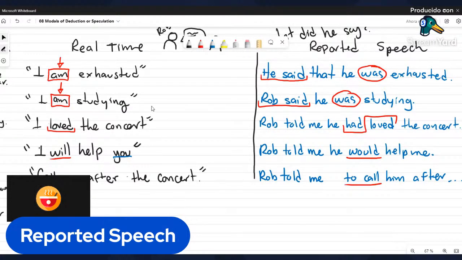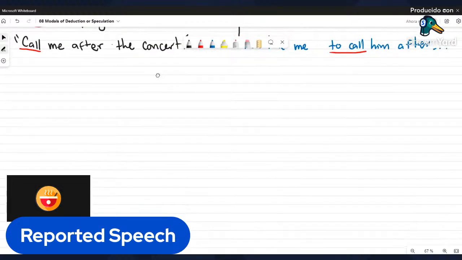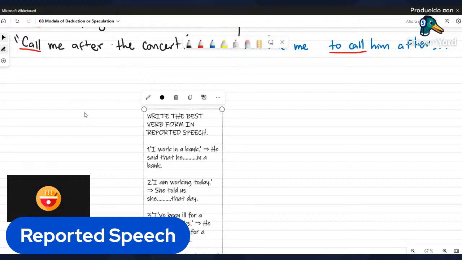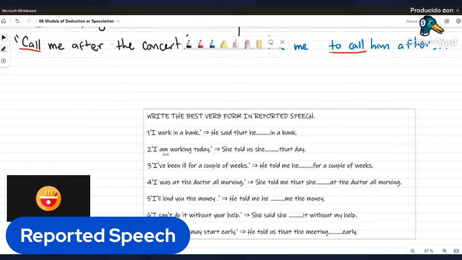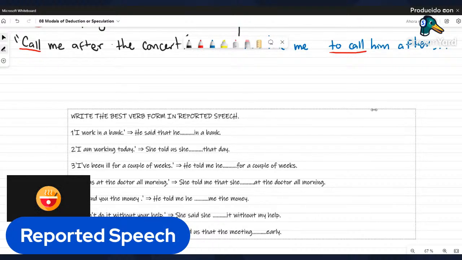Certainly, we have more ways or more things or more structures that the person can use. For example, the person can say a question, for example, right? Here we go. We got the exercise here. It says write the best verb in reported speech.